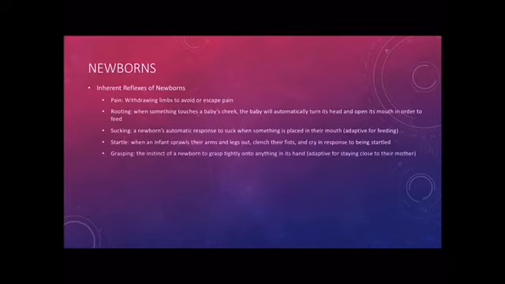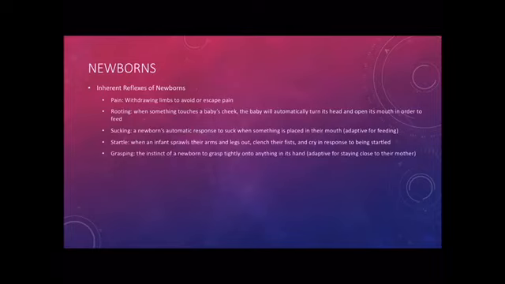Okay, do have some idea about these inherent reflexes of newborns. The first is the pain reflex. We all have this, right? We withdraw our limbs if we feel pain. If you touch something hot, your hand jerks back. It's just a reflex, pain.